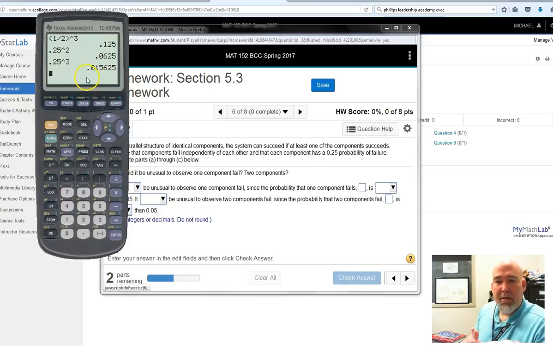So again, this idea of multiplying our probabilities, because it's fail and fail and fail. It's more than one thing that you're picking.